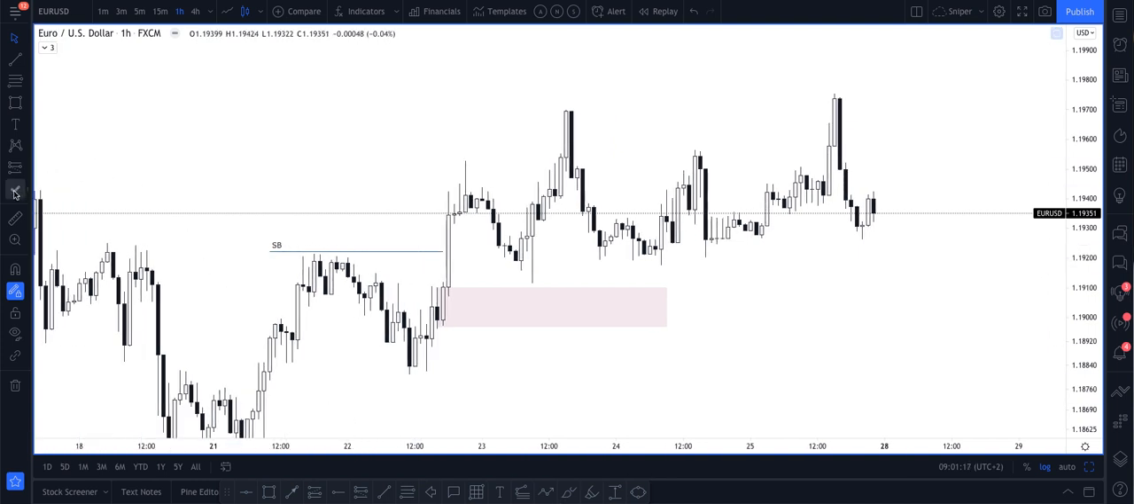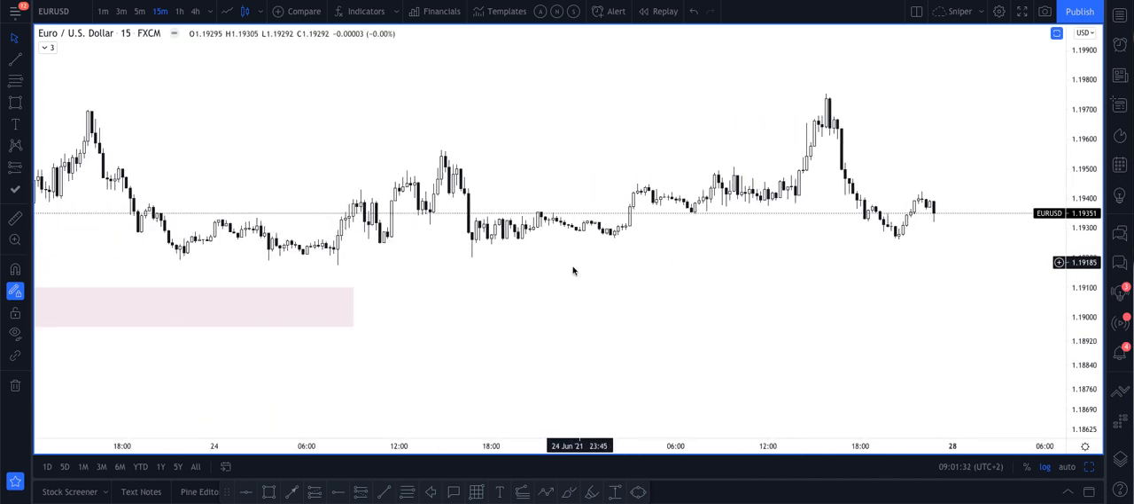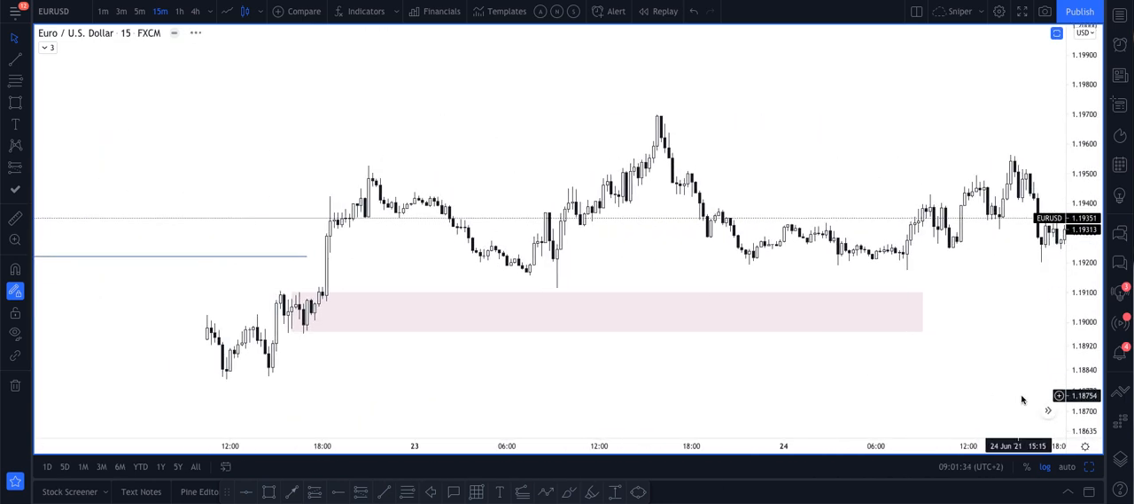So we can have some check boxes as well. We have a structure break. We have a down candle before the move that broke this structure. So we're starting to build the confluences for this trade to go towards the upside. Then we can drop to the lower time frames to see when and where price will return to potentially.